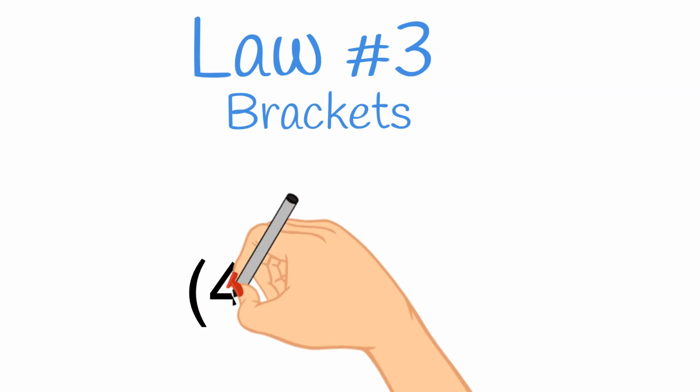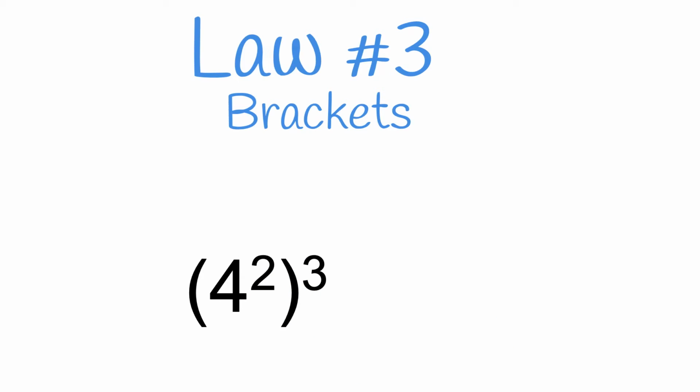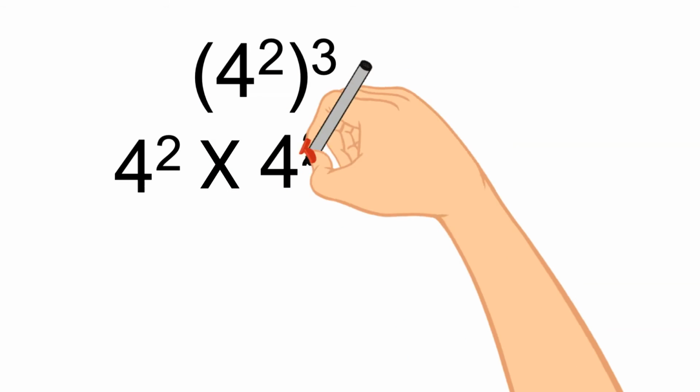So here is an example of a situation that we want to simplify. So I have 4 squared to the power of 3. So I basically have an index to the power of another index. So if we look to what this actually means, it's 4 squared multiplied by itself 3 times.